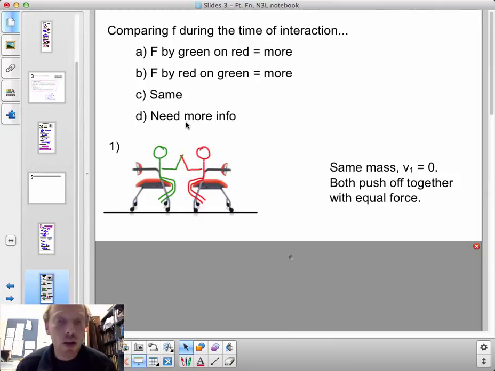One last idea on Newton's third law, or a drill, if you will. Let's say that there are two people in rolling chairs, green and red, and I'm going to ask you a series of questions, and I'd like you to think about, do you think that the force by green on red is more, or the force by red on green is more? Or are they the same, or is there not enough information? Well, in the first case, let's imagine that green and red have the same mass, initially zero velocity, they push off together with the same force. Well, I guess I've kind of given it away, huh? The force of green on red equals the force of red on green.